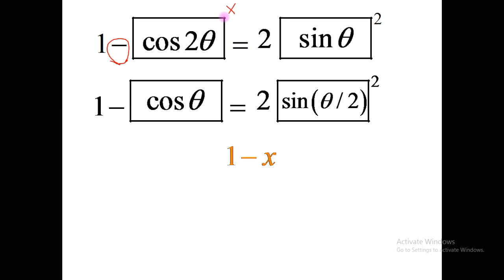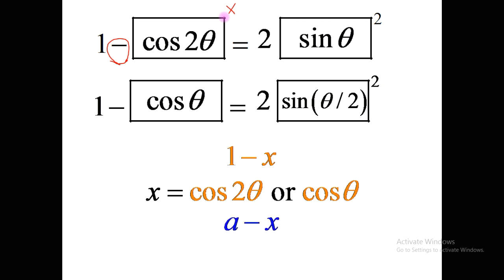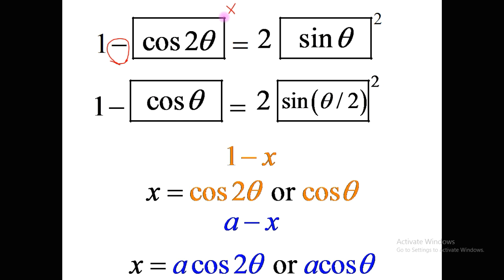If it is 1 minus x form, I should replace x by cos 2 theta or simply cos theta. And if it is a minus x, I should replace it by x is equal to a cos 2 theta or a cos theta. As I said before, it is preferable to use cos of 2 theta, because replacing it by theta may complicate the things further.